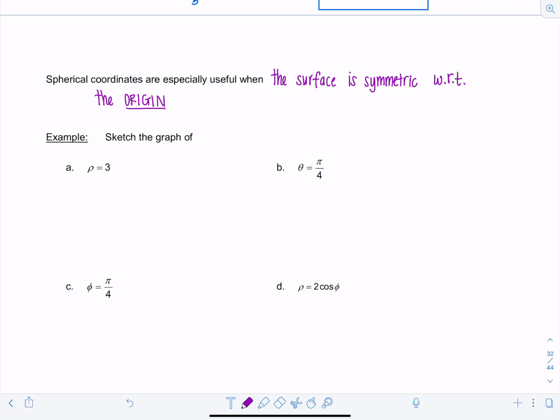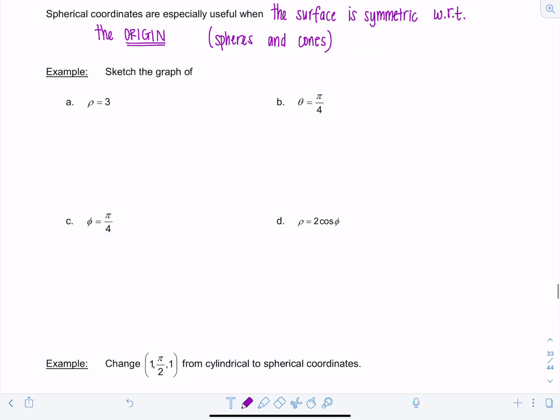Okay, so what sort of surfaces are symmetric with respect to the origin? Spheres, surprise, surprise. Spheres work nicely in spherical. And cones. Cones have a really cool representation, so we'll look at that later. Okay, so let's look at some graphs now.